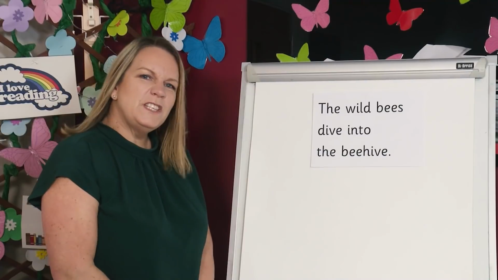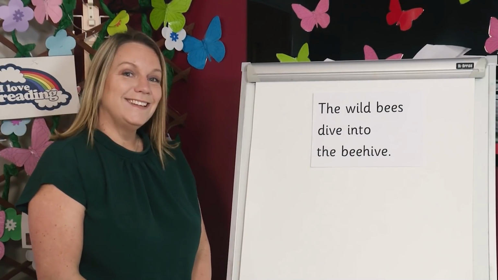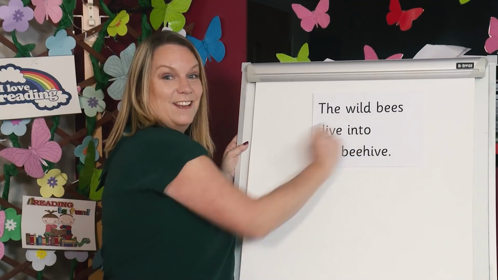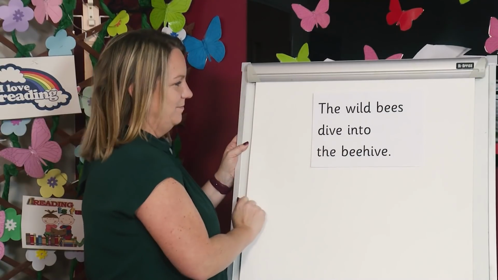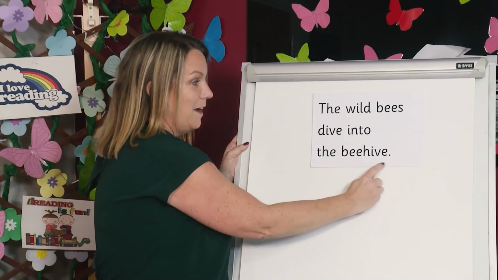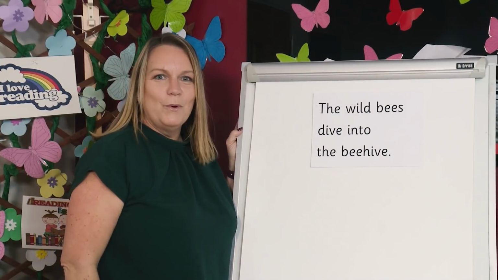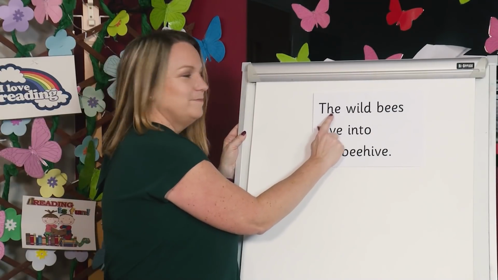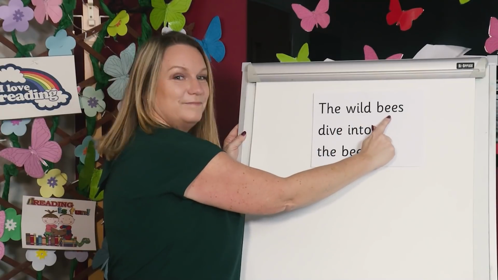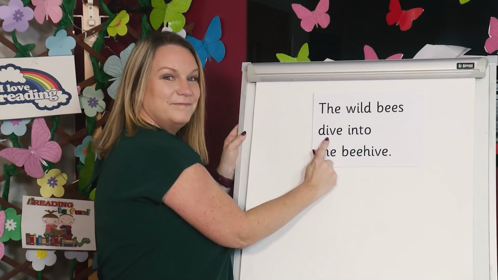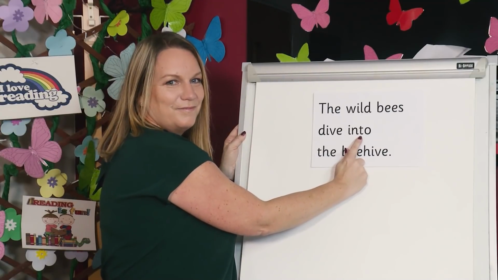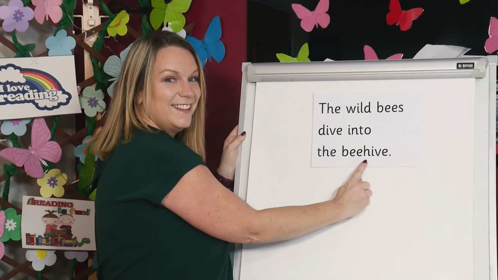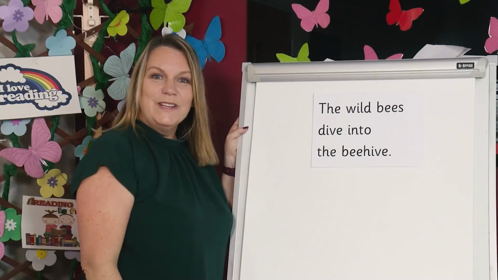Can you see any words with digraphs? Yes, these words all have digraphs. E, I, E, and I. Now I want you to read aloud as I point to the words. Remember to sound out any words you're not sure of. Excellent. Now let's read the sentence together.